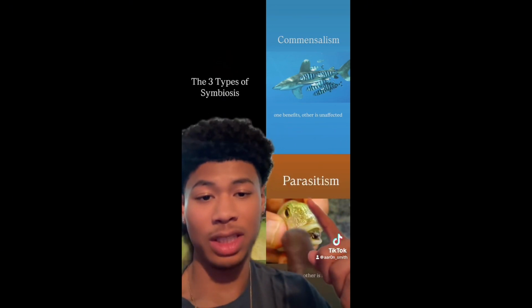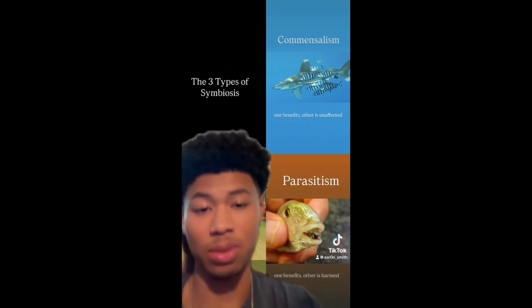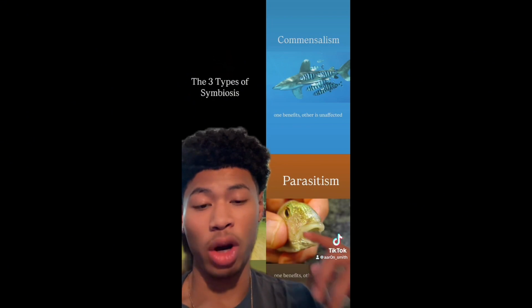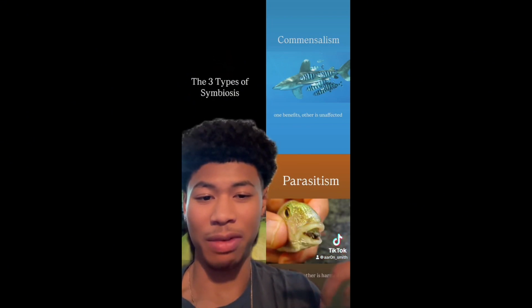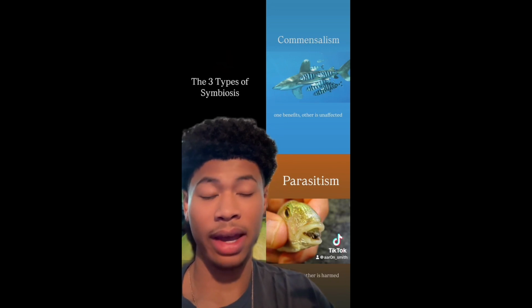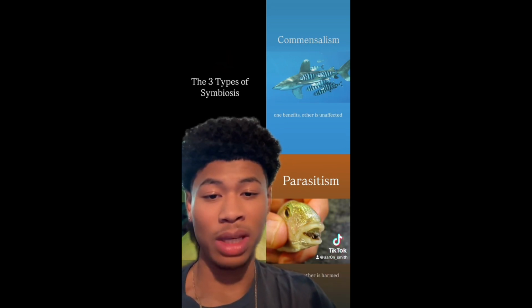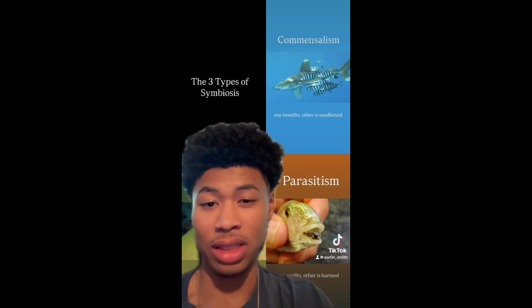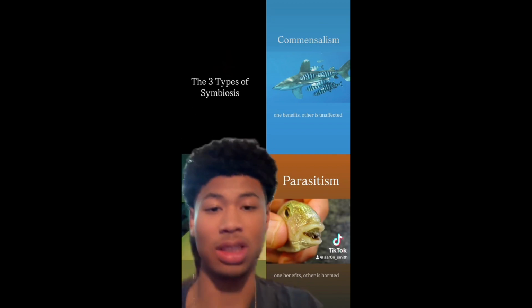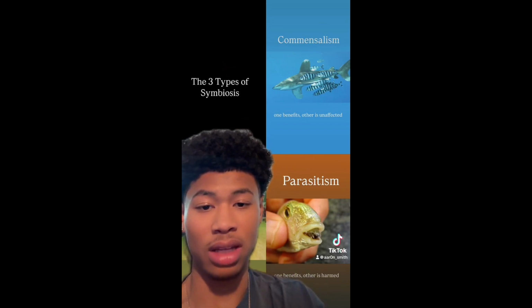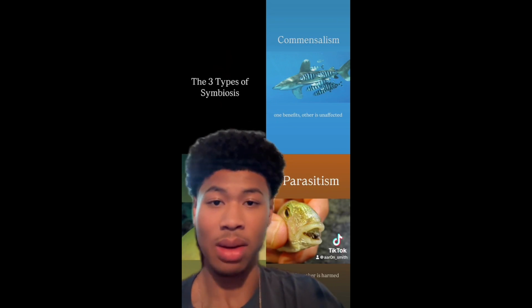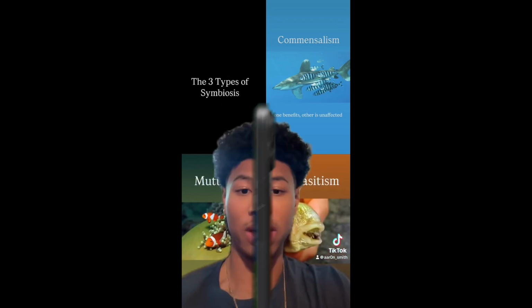The next type of symbiosis is parasitism, and in this one, one party benefits while the other, unfortunately, is harmed. In the picture, we have a fish being harmed by a parasite. Some other examples would be ticks getting on dogs. The ticks feed on the dog's blood, which harms the dog. And even tapeworms in humans. Tapeworms get nutrients from humans, and in return, the humans can end up getting sick instead. But yeah, those are the three types of symbiosis.